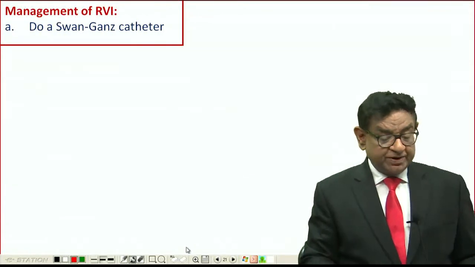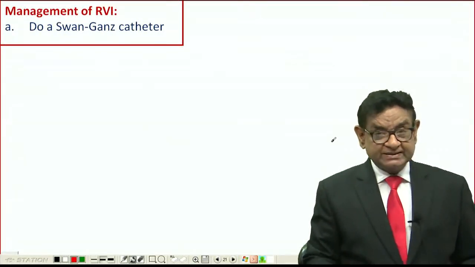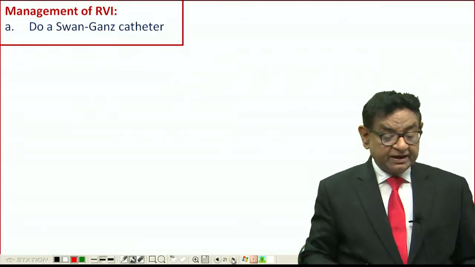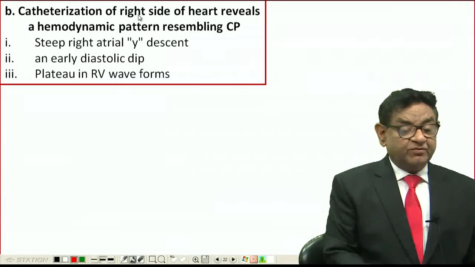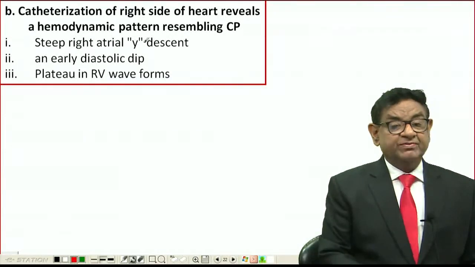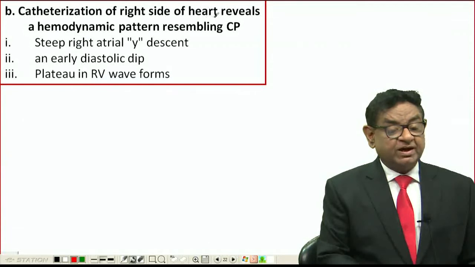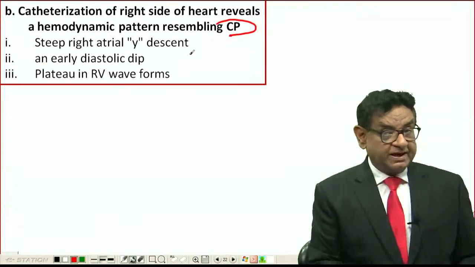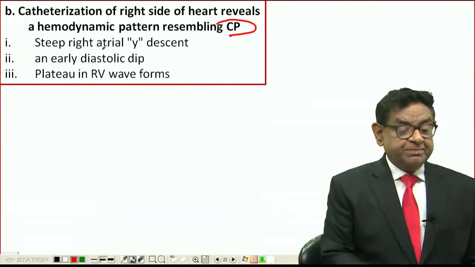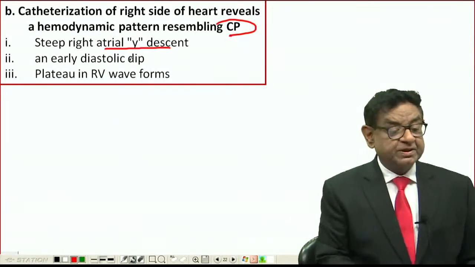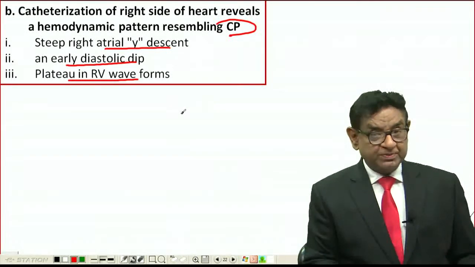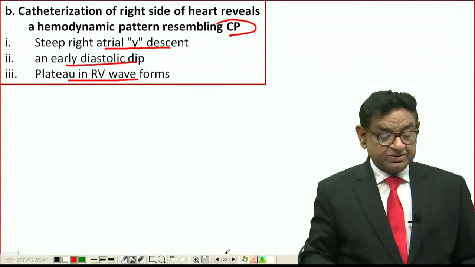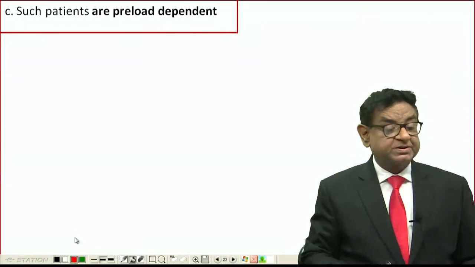Okay, how to manage right ventricular infarction? Do Swan-Ganz catheter studies, and you are going to see the right-sided pressures. What we classically get when we do catheterization of the right side of the heart is a hemodynamic pattern resembling constrictive pericarditis. What do we get? A steep right atrial Y descent, an early diastolic dip, and a plateau in the RV waveform. This is a classical finding in right ventricular infarction.